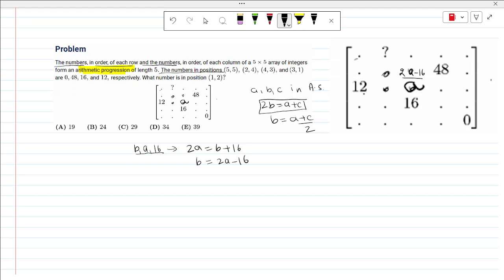Now using these two also we can write this middle term. So this will become 12 plus A over 2. We can write directly 12 plus A over 2. So 12 plus A over 2, this term will become.